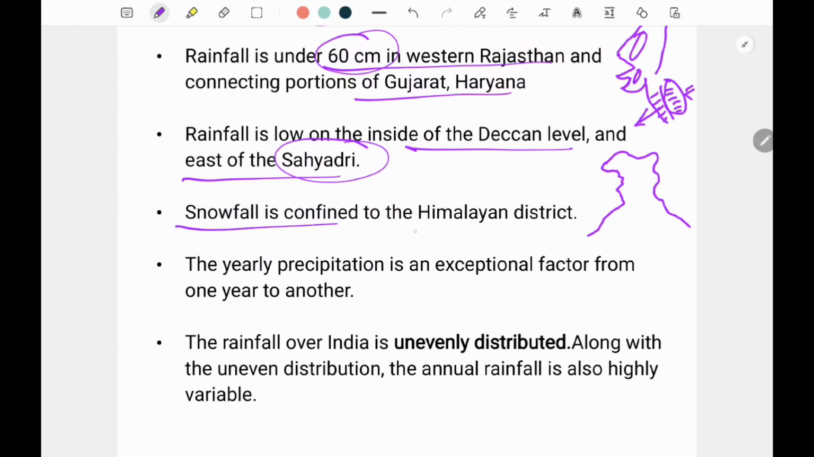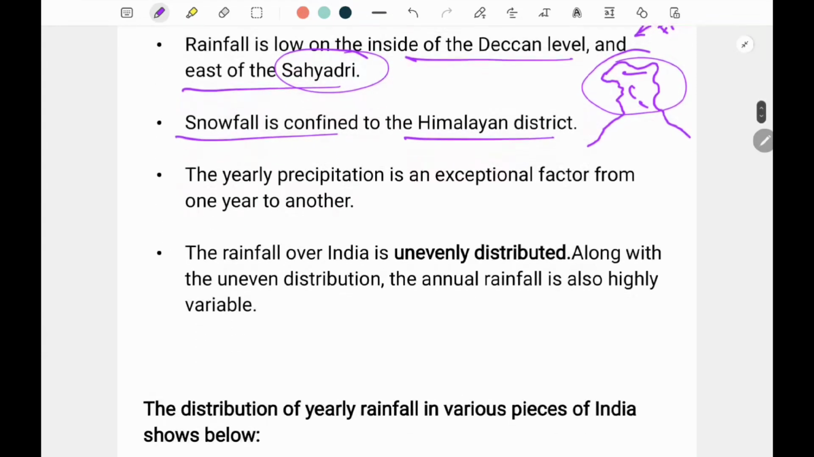Snowfall is confined to the Himalayan districts. So this is the Himalaya. So Jammu Kashmir, Himachal, Uttarakhand will receive it. So snowfall will be only confined to these Himalayan states of Jammu Kashmir, Himachal Pradesh and Uttarakhand.